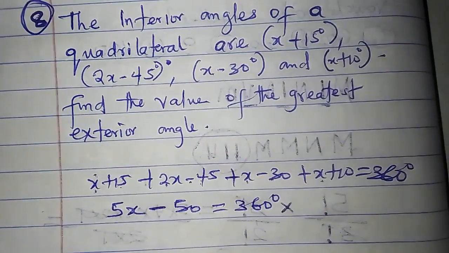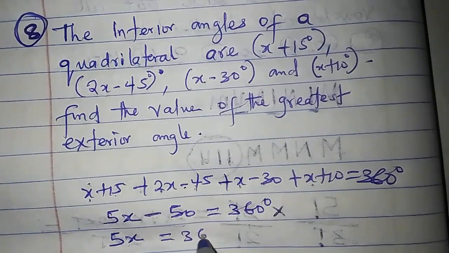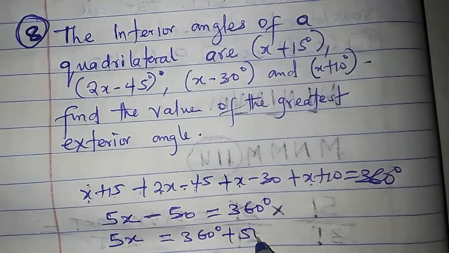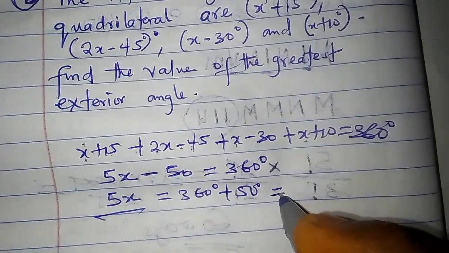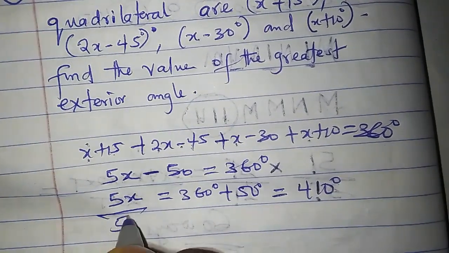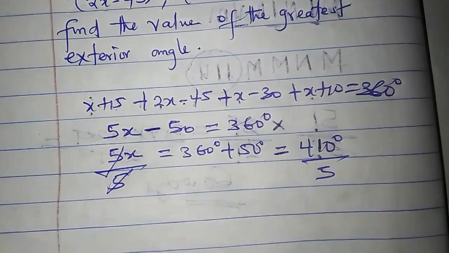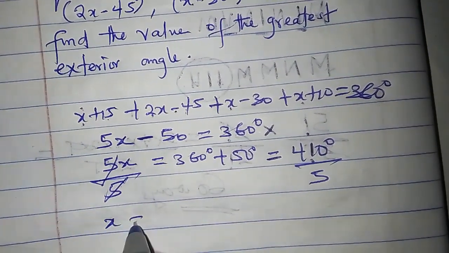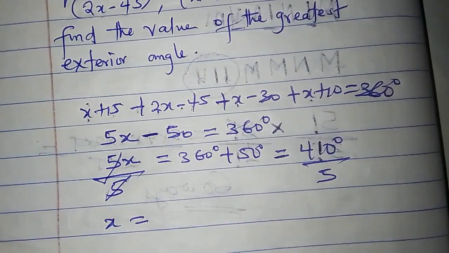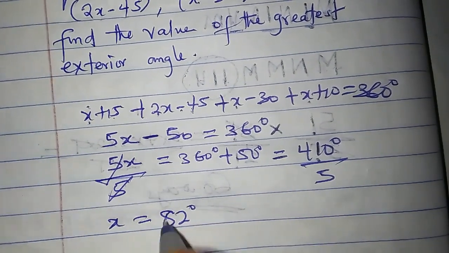That is to say, 5x is equal to 360 plus 50 degrees. This is equal to 410 degrees. Divide both sides by 5. 5 cancels 5. That means x is equal to 410 divided by 5. And that is 82 degrees.